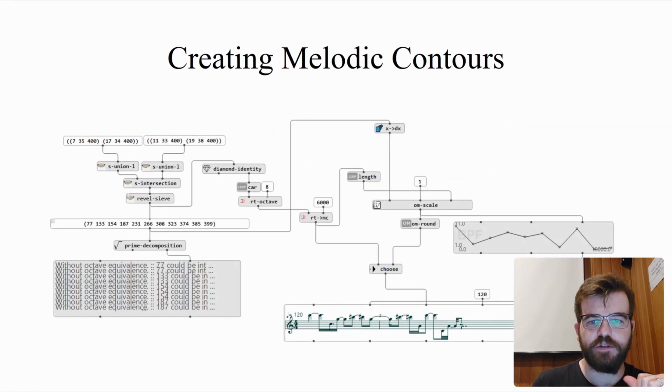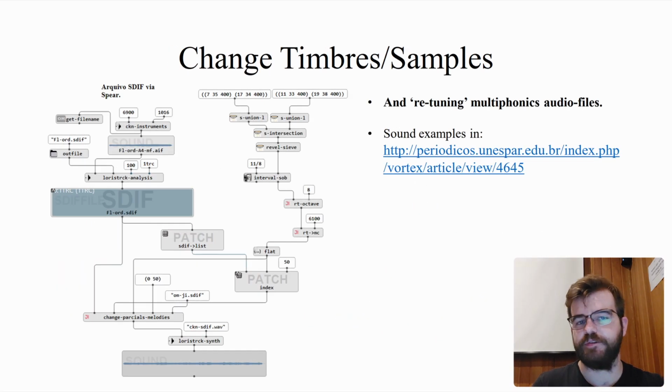Finally, we can use sieves to work with parameters other than pitches, like rhythmic trees, which are a great tool of OpenMusic, and melodic contour, as in this patch. We can change timbres. The description of this OM patch is available in the article A Manipulação do Timbre a partir de estruturas de afinação justa, in Portuguese, but it has an English presentation on the YouTube of the Symposium of Música Nova.